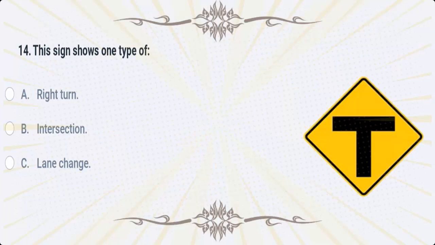This sign shows one type of A. Right turn. B. Intersection. C. Lane change.